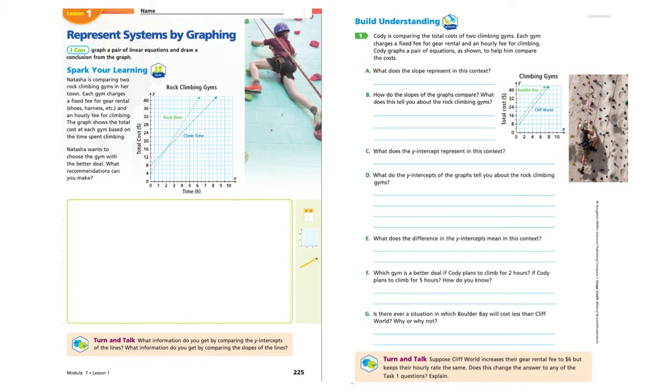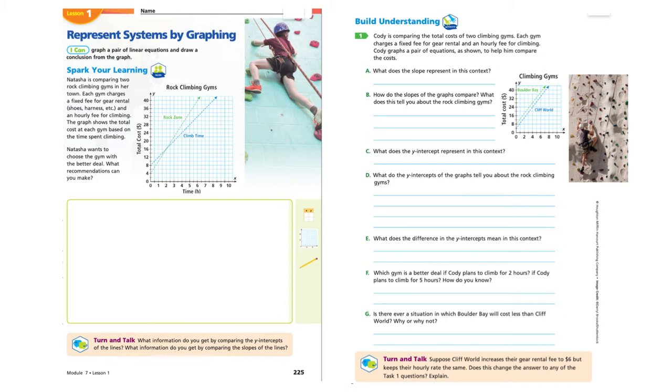What does the slope represent in this context? So what does that slope mean of each line? How do the slopes of the graphs compare? What does this tell you about the rock climbing gyms? So this is interesting, it's a little different from the one before. The slopes, you'll notice something very specific about those slopes.